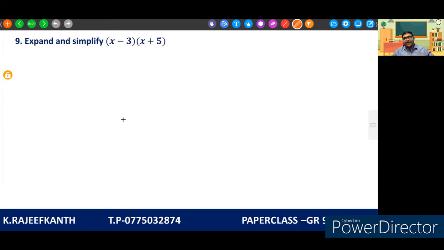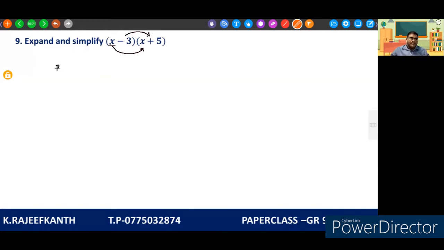Expand and simplify. There are two expressions, (x minus 3) times (x plus 5). So we have to multiply, then expand. Right? Here, how can we expand this expression? So we have to multiply. First, we multiply the second expression by the first term of the first expression. Then we multiply the second expression by the second term of the first expression.